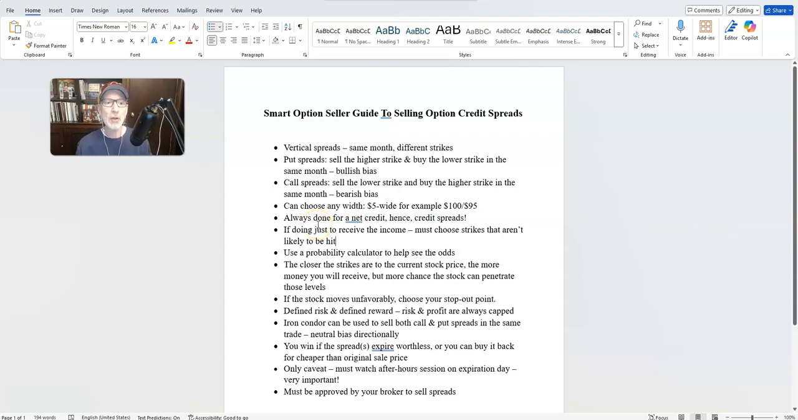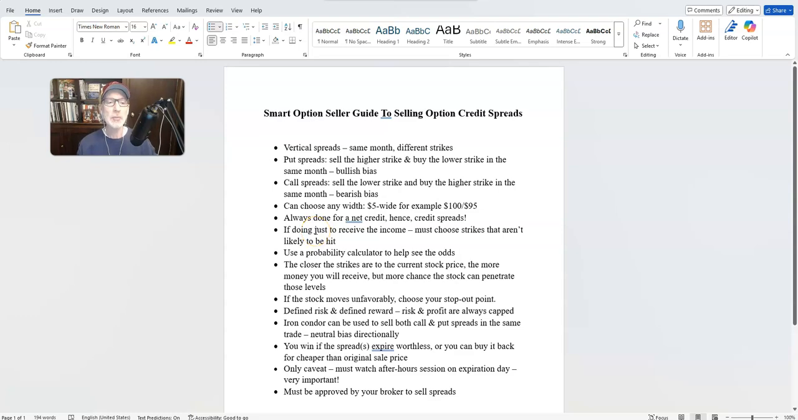And when you sell the spread, you're doing it for a net credit, which means you are collecting money. You're not paying a debit, you're selling it, so you're collecting the credit. That money goes right into your account. And here's very important, this one right here.